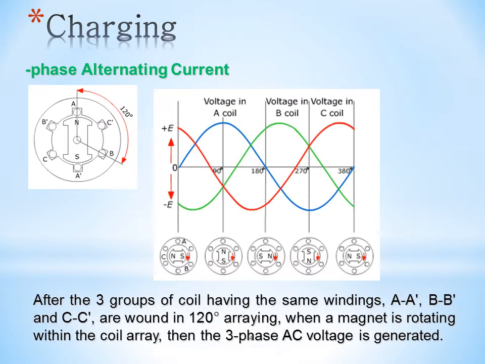Generating 3-phase alternating current. The 3 groups of coils having the same windings, A, B, and C, are wound in a 120-degree array. When a magnet is rotating within the coil array, then the 3-phase AC voltage is generated.